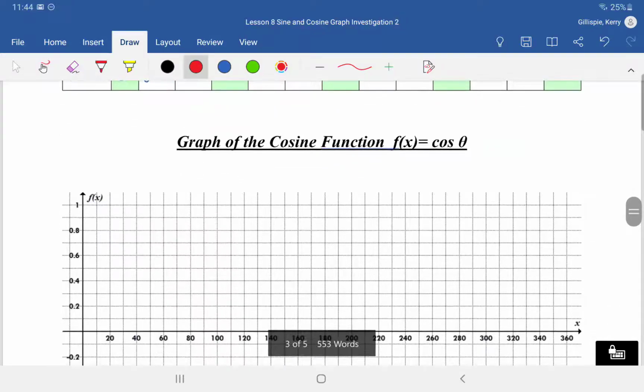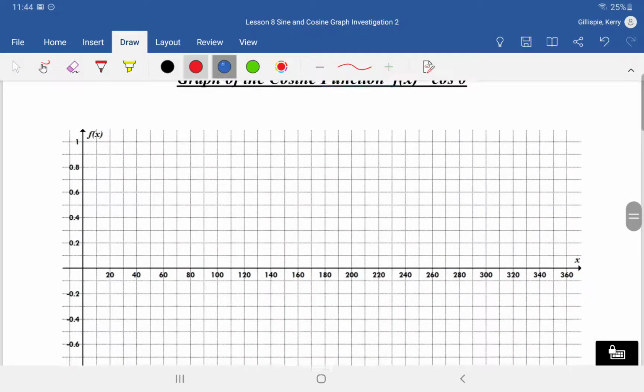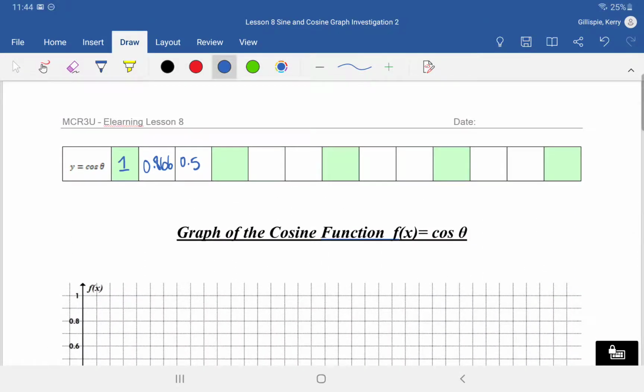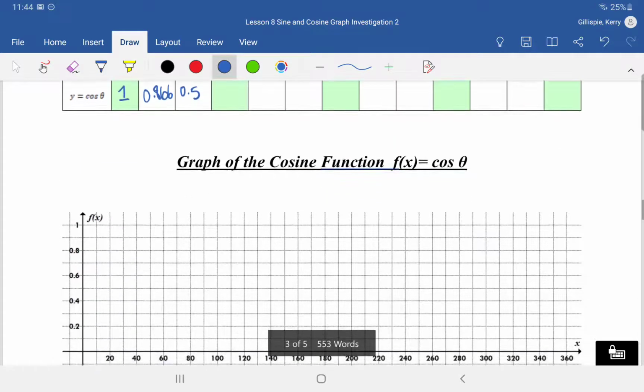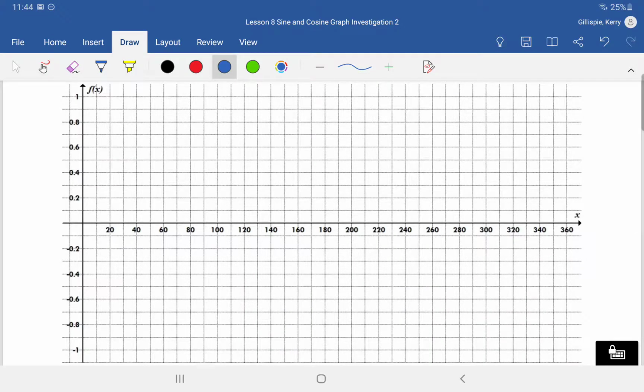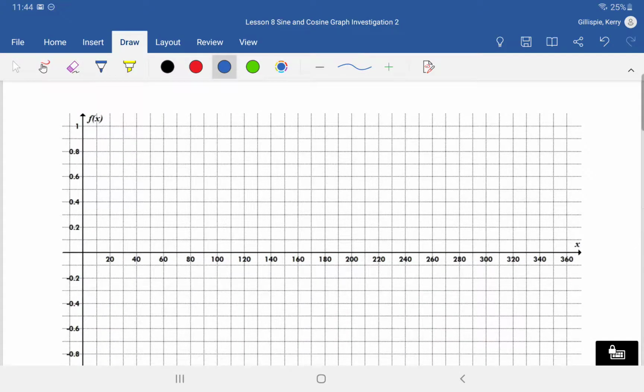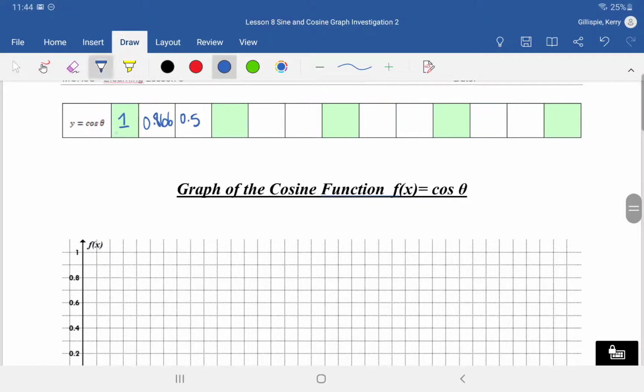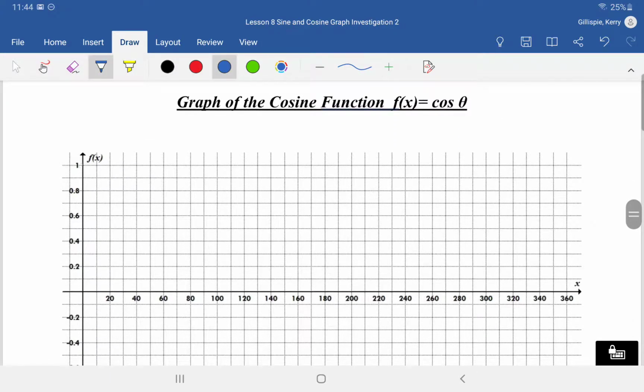Okay, the cos function. Hopefully you've graphed this one already. If you haven't, pause the video and make sure that you go back and do that. But here's the 5 key points of the cos function. When you did cos of 0, you found out that it was 1. So this function actually starts at a maximum of 1.